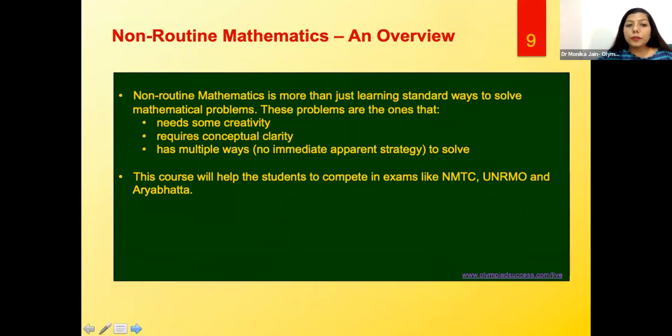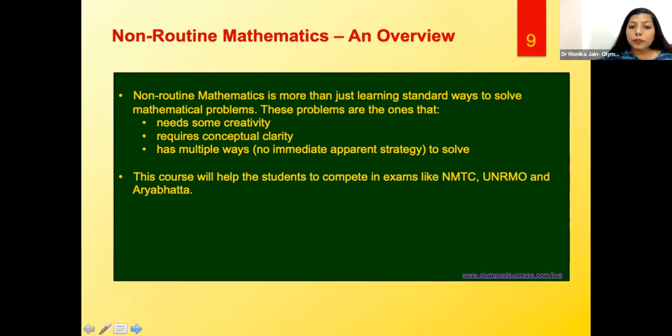So you were all right when you said that non-routine maths is not just the standard maths, but it is more than that. It is about how to solve mathematical problems which need creativity and conceptual clarity, and there can be multiple ways of solving the same sum. There is no immediate apparent strategy that you can apply. This is all about non-routine mathematics in a nutshell.